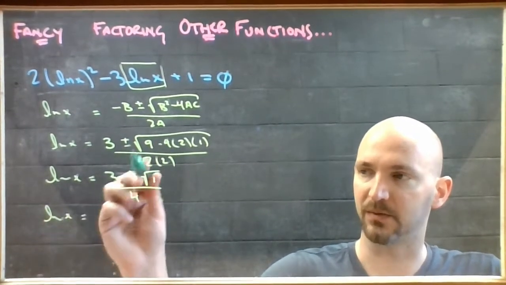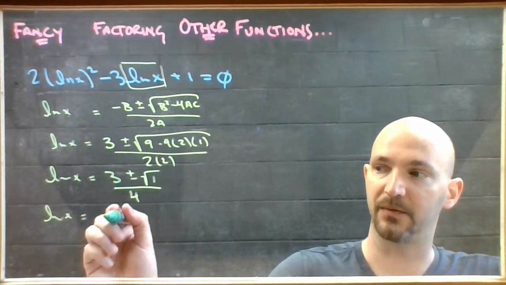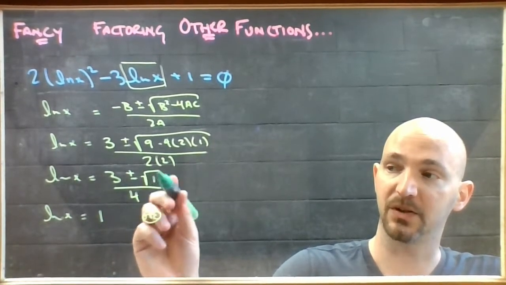So ln of x would be 3 plus 1, which is 4, divided by 4 is 1. And 3 subtract 1 would be 2.